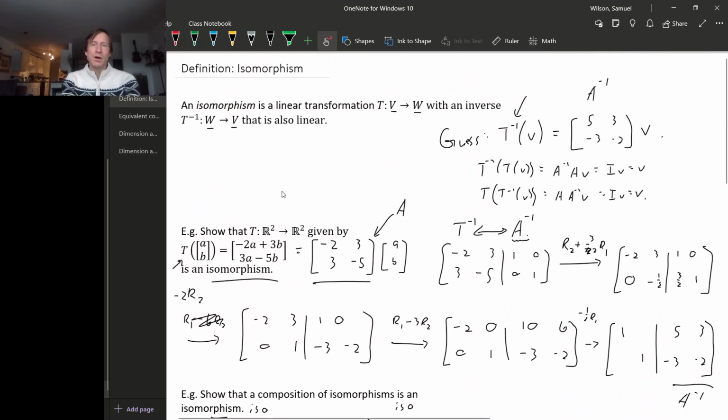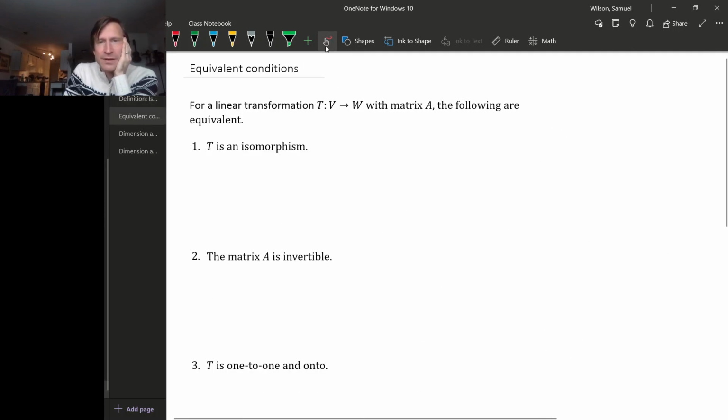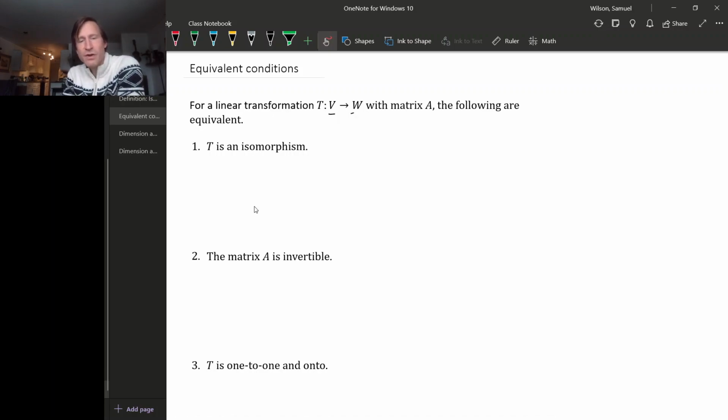All right. Well, as with so many other things in linear algebra, there are lots of conditions that are equivalent to being an isomorphism, so let's have a look at some of those. For a linear transformation from V to W with the matrix A, the following conditions turn out to all be equivalent. So T is an isomorphism, the matrix is invertible. Now this, I don't think there's anything to prove here. Our experience on the last slide probably is enough to prove that this is the case. If you have an isomorphism, then the inverse of A is just the matrix of the inverse of T and vice versa.